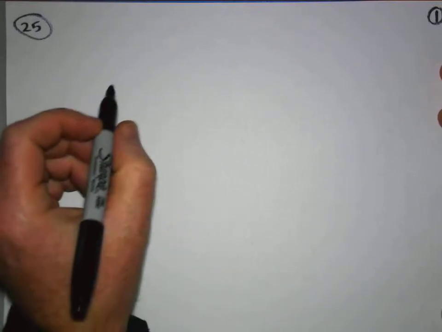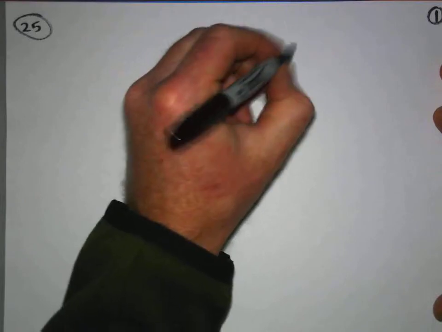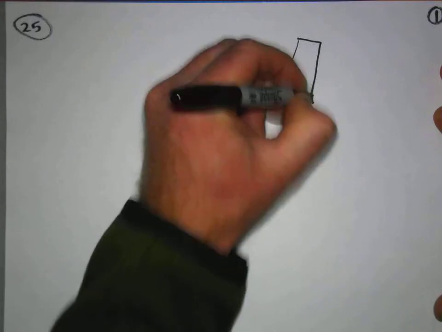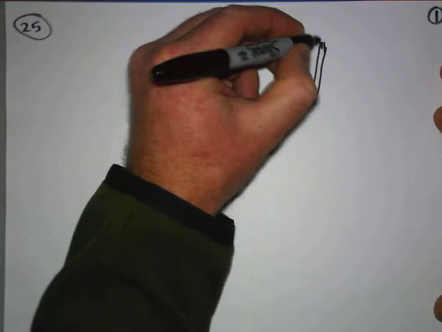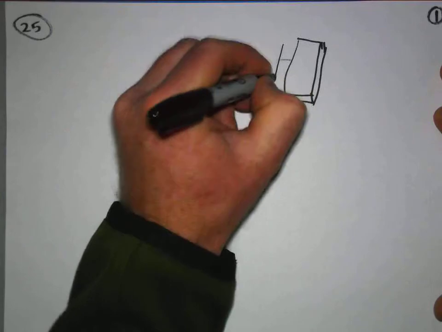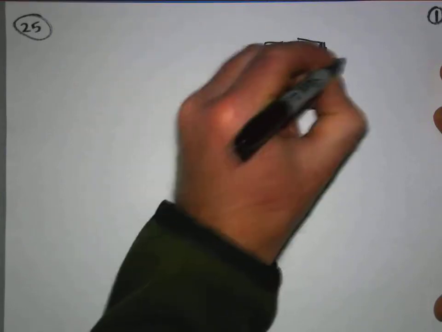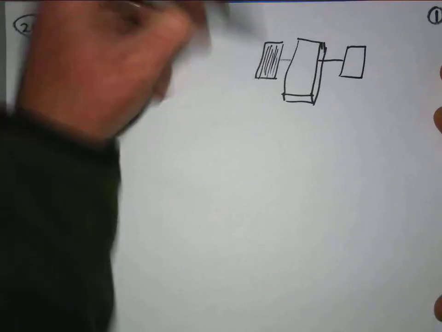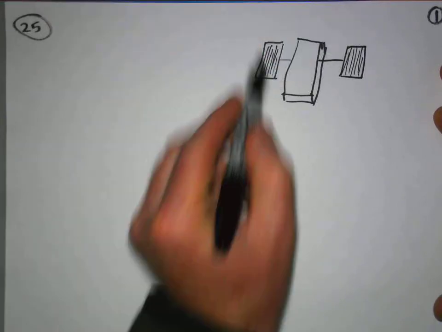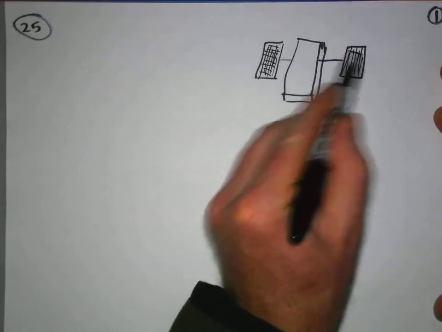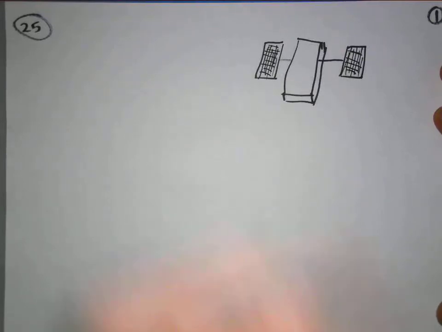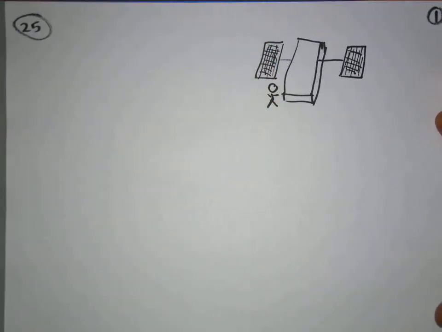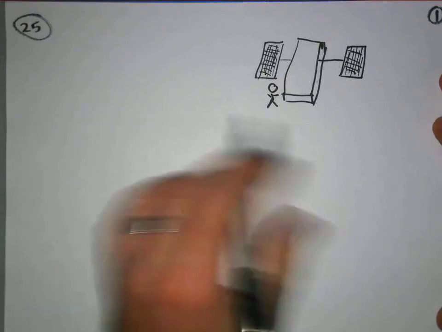So we have an astronaut and a satellite, and let's draw some sort of crude satellite here. Sort of structure, and we'll have some solar panels coming off. There's our satellite. Now, an astronaut. Yay, I'm in outer space. So, we have some information about these objects.